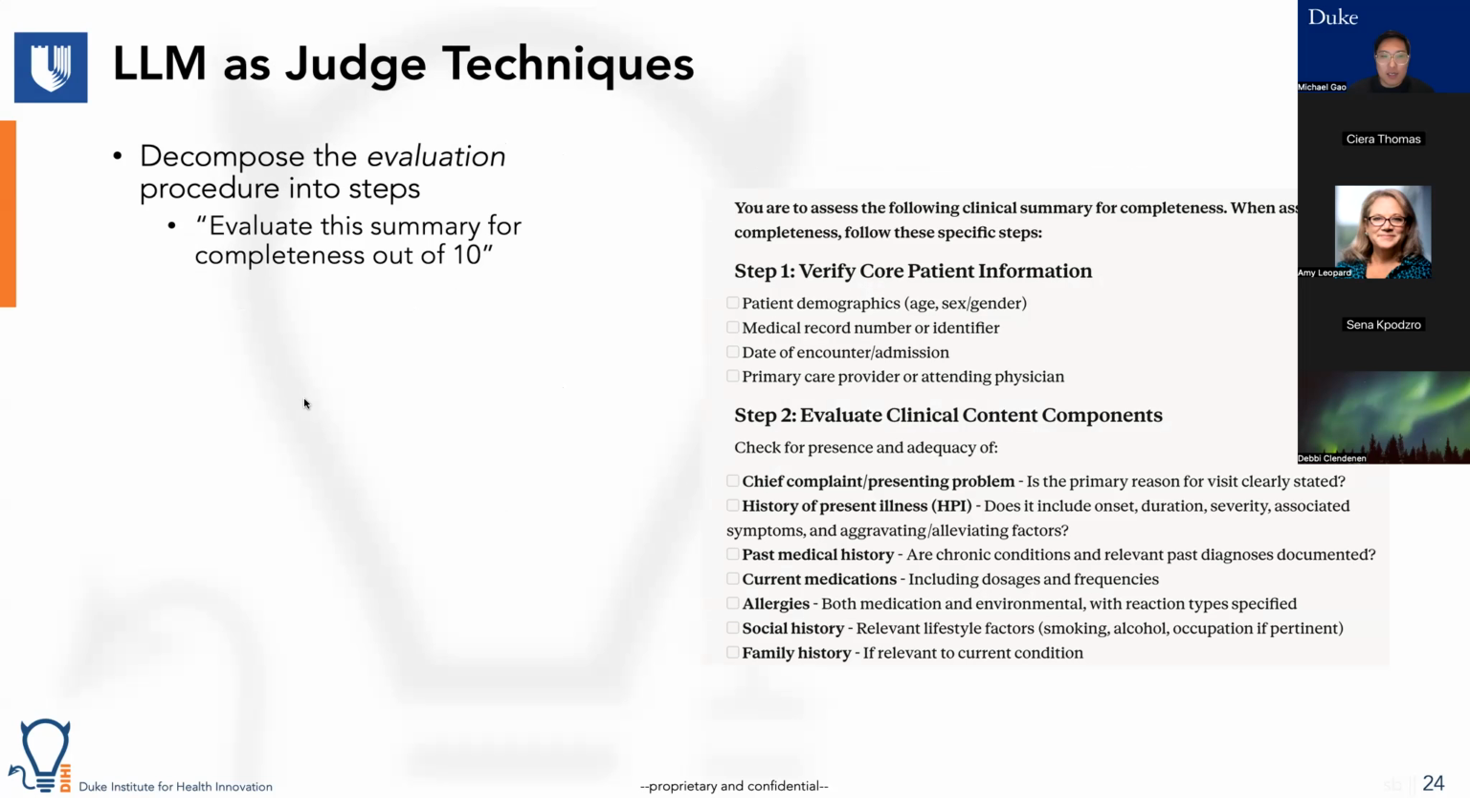An example of a bad or very vague evaluation task would be, evaluate this summary for completeness out of 10. Now obviously, this is a little bit of a contrived example. I don't think people would do this, but it's important to break down steps for these large language models to follow in doing evaluation. On the right, you might have an example where you need to, step one, make sure you verify the core patient information. Step two, evaluate the clinical components. Breaking down the evaluation task into a series of steps is often much better than just asking it for a raw score.